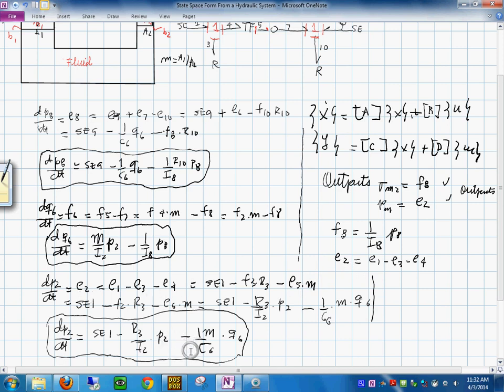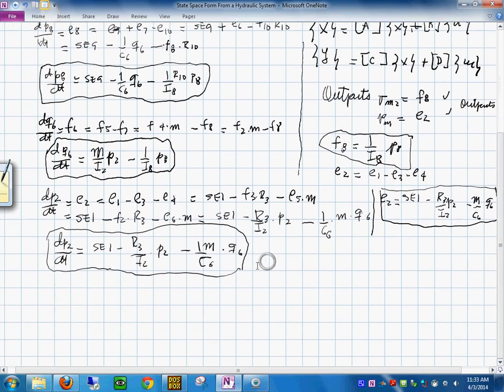It's actually this equation. So I am going to go ahead and write down that E2 is equal to SE1 minus R sub 3 over I sub 2 P sub 2 minus M over C sub 6 Q sub 6. And with this equation in here, and this one in here, I am ready to generate the matrices.